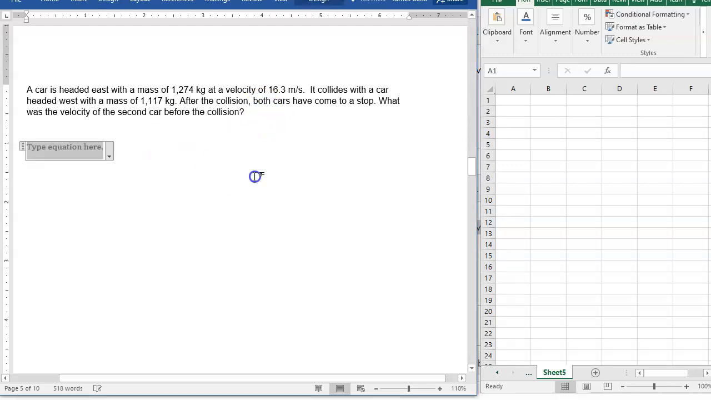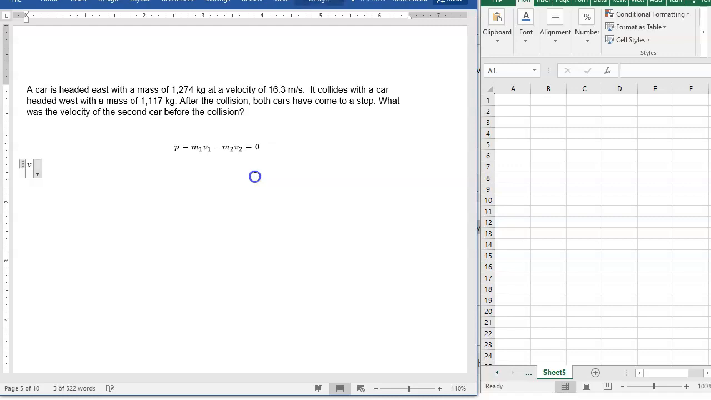Well, when we think about momentum before the collision, it's going to be m1 v1. And there's a minus sign because east, we're calling it a positive. The other car is headed west, so v2. And after the collision, what's the momentum? Well, they're sitting still. So the momentum after the collision is 0.